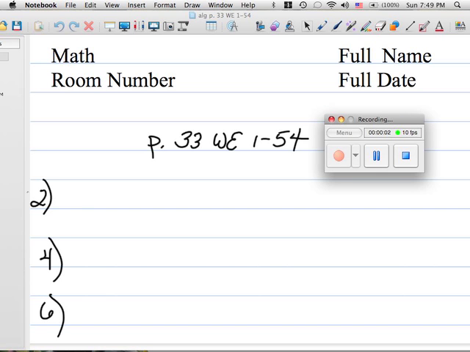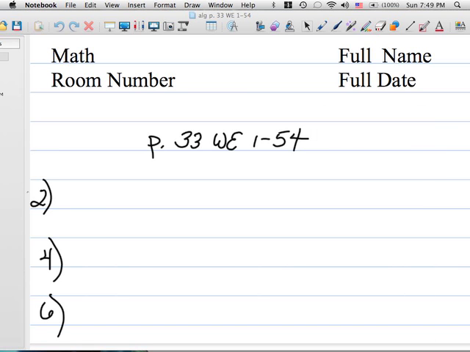Welcome to Algebra. This is section 1.8 and it's part 2, so there is no vocabulary to go over. So we're on page 33 and we're doing written exercises 1 to 54. So you need to get your paper ready and your books open to page 33. Heading, check it: math, room number, full name, full date. Skip a line, the title is page 33, written 1 to 54.